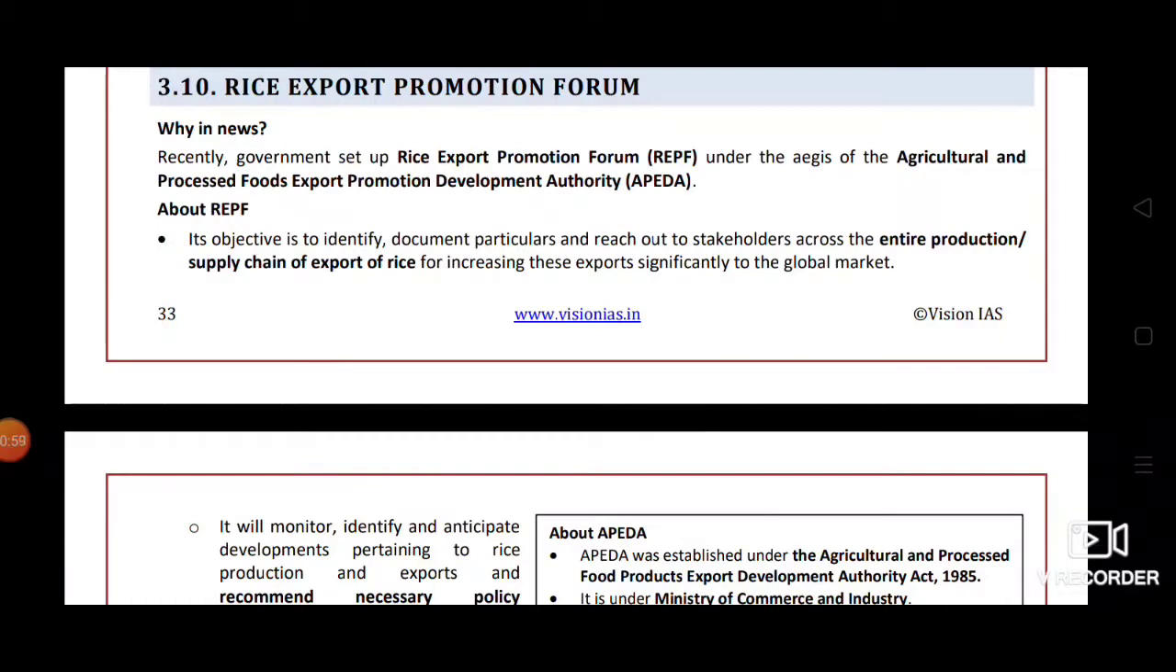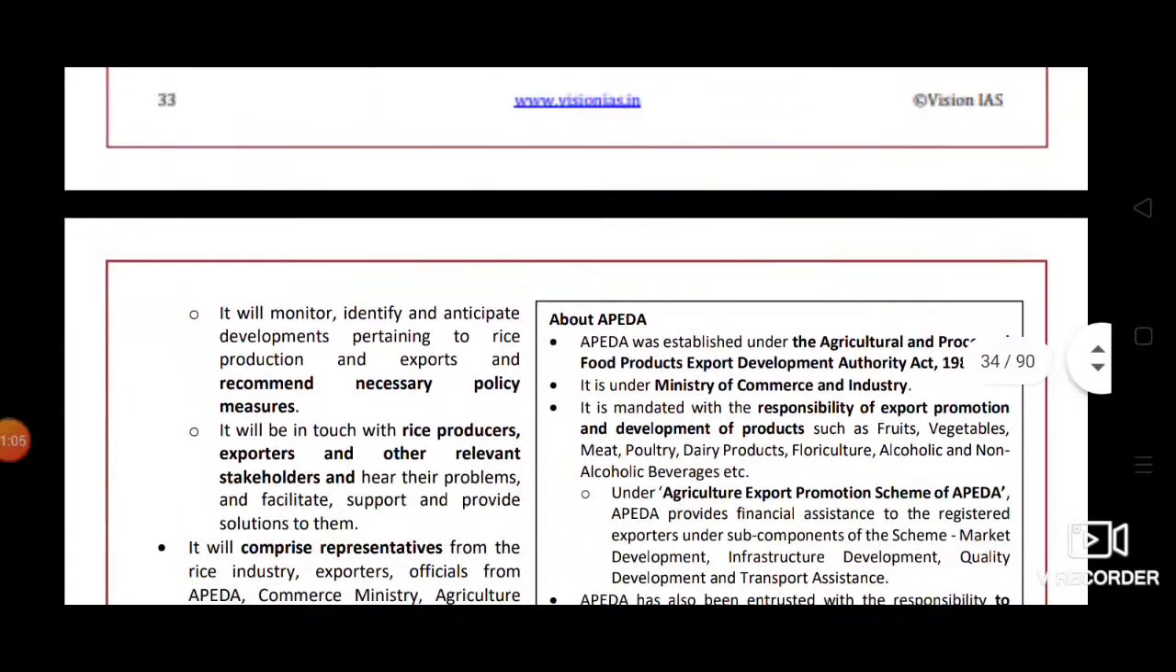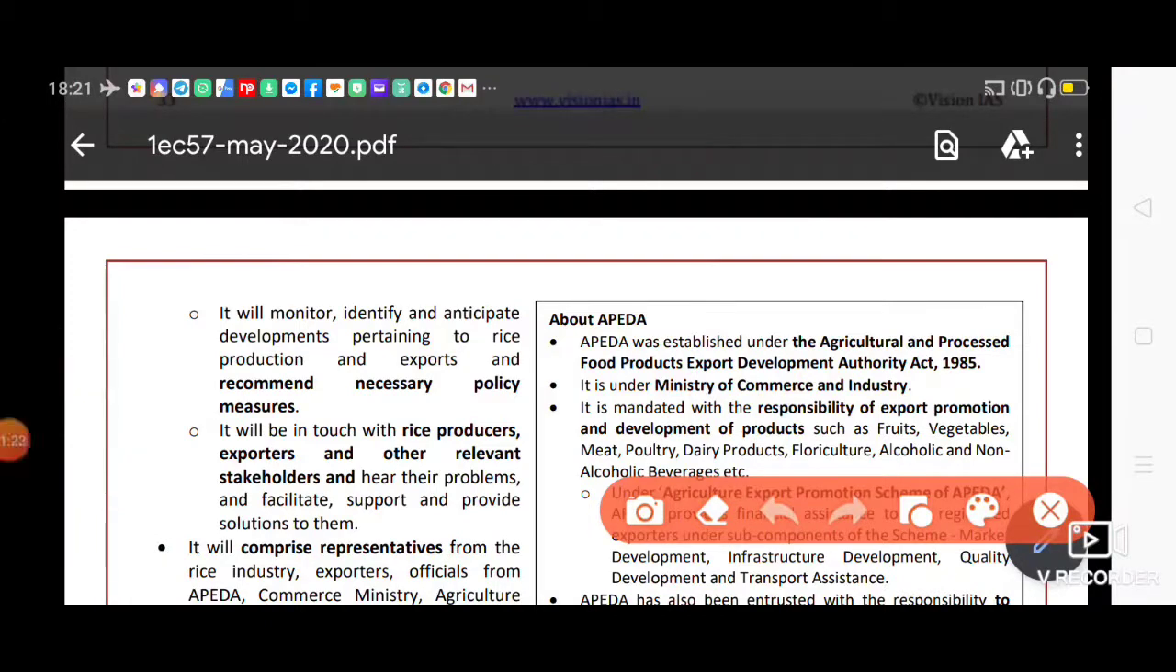our export significantly. Now, what will the Rice Export Promotion Forum do? It will monitor, identify, and anticipate developments pertaining to rice production and exports and recommend necessary policy measures. So first of all, it will focus on increasing the exports. How? It is by identifying, monitoring, and give advice for making a necessary policy. It will be in touch with rice producers, exporters, and other relevant stakeholders. So stakeholder approach is needed. So holistic stakeholder approach is very important for increasing the exports.